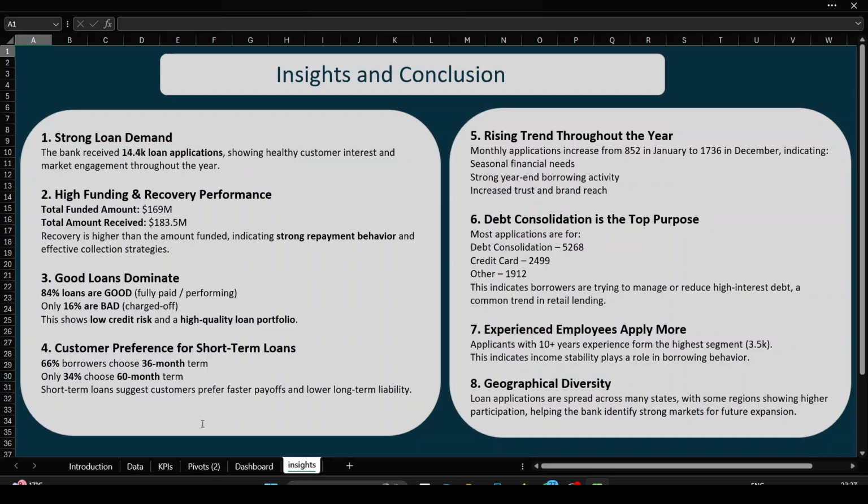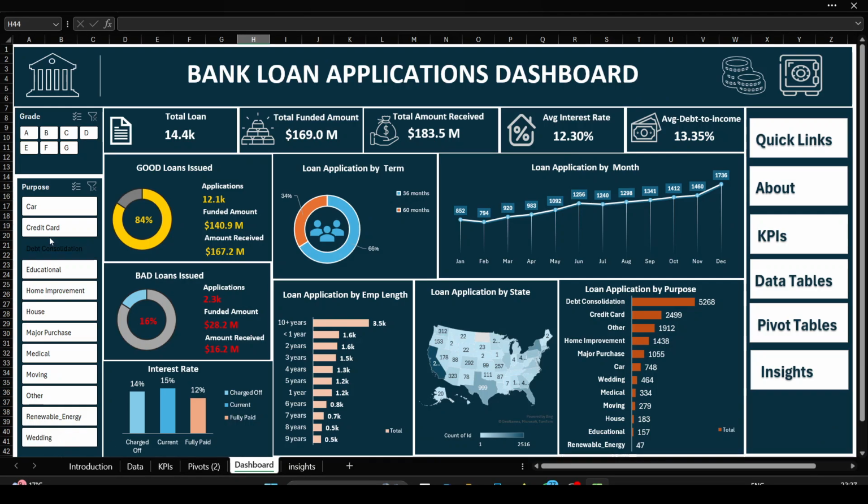So, I hope that this dashboard and the data help you to understand how this bank is performing and how many loan applications have succeeded or what's the loss in the applications of bad loans, etc.